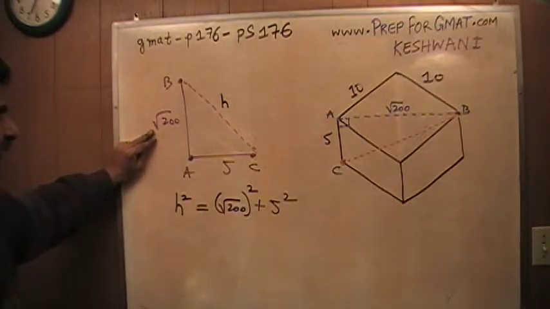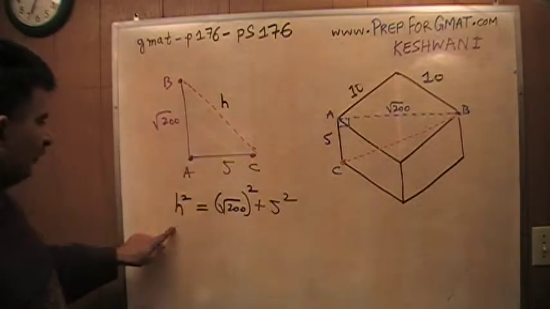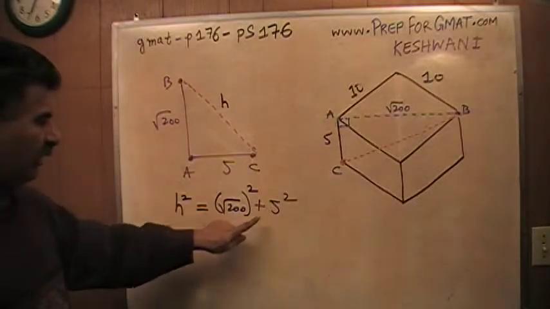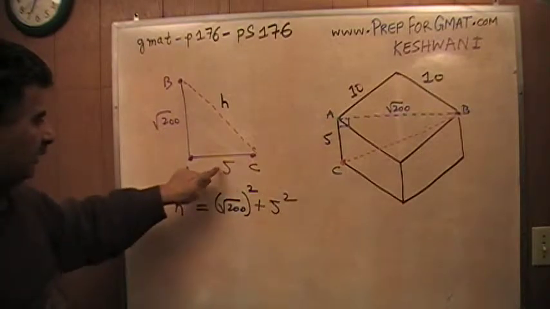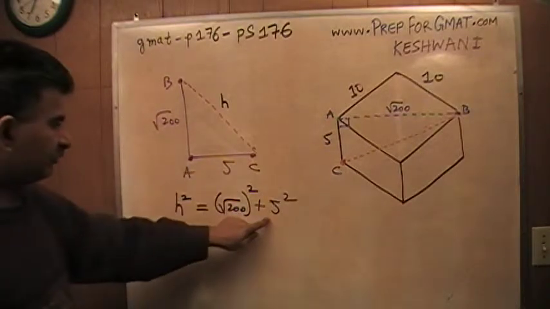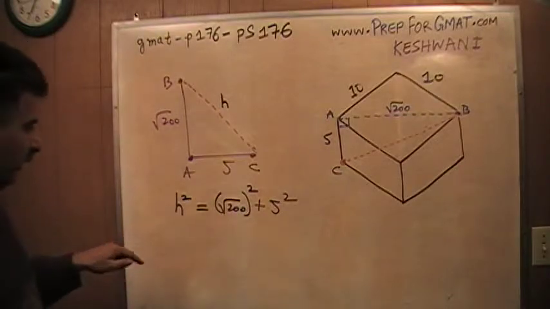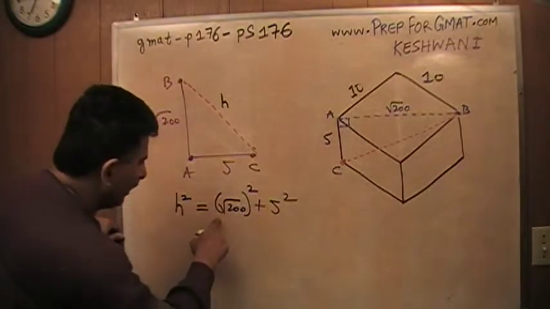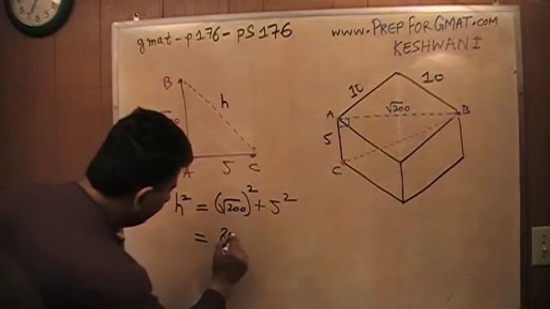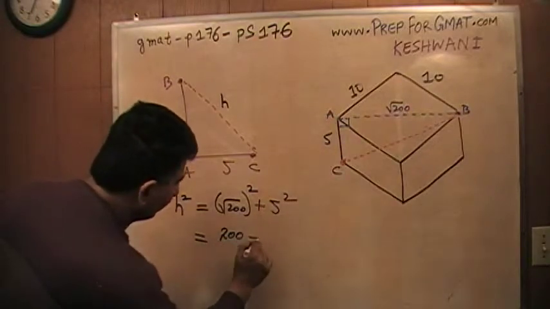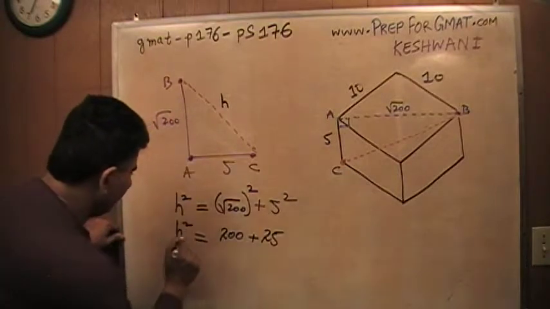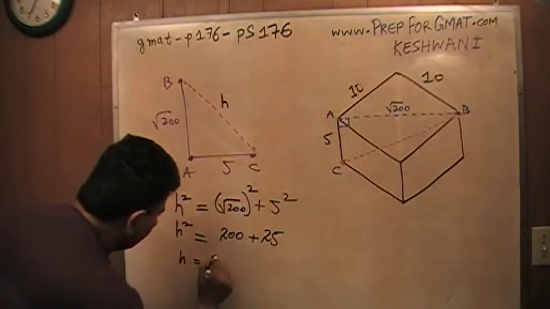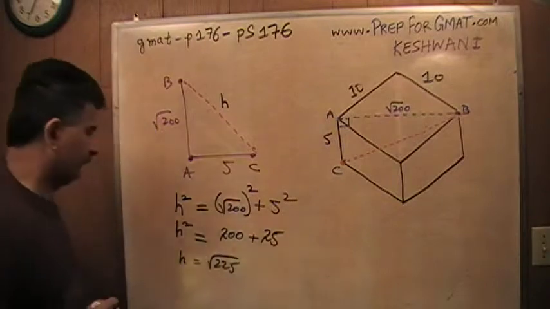The Pythagorean theorem tells me that the square of the hypotenuse has to equal the sum of the squares of the two legs. This leg is root 200, I square it. This leg is 5, I square it, and the sum of the two squares equals the square of the hypotenuse. So the square of root 200 is simply 200, and the square of 5 is 25, which is my h squared, and therefore h would be the square root of 225.